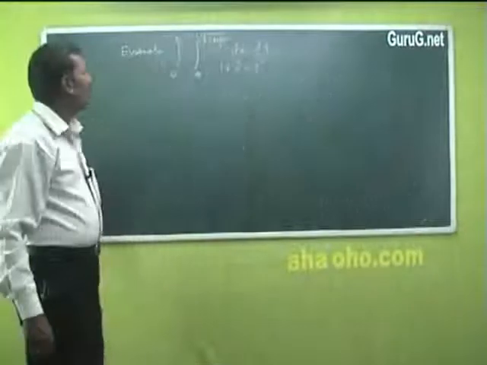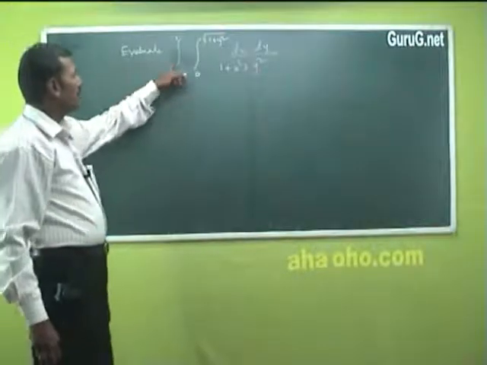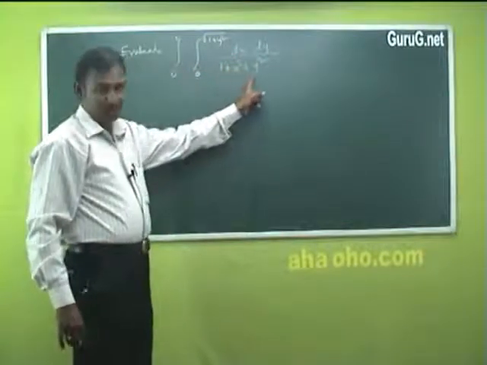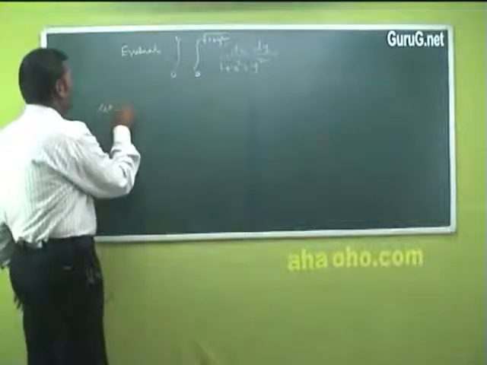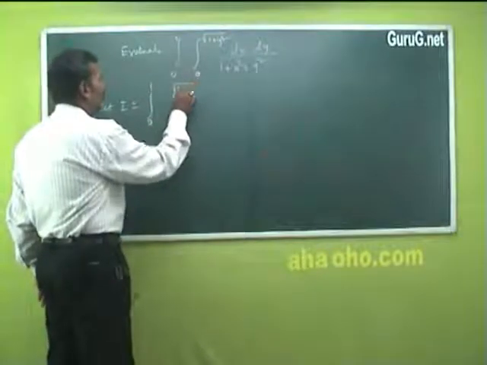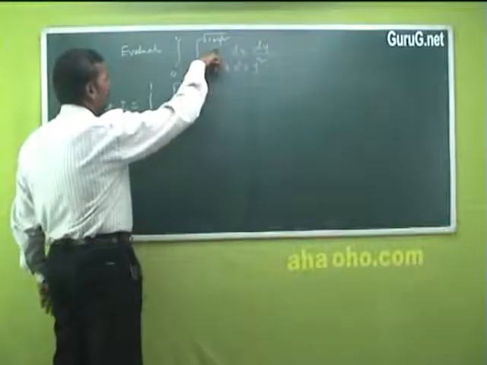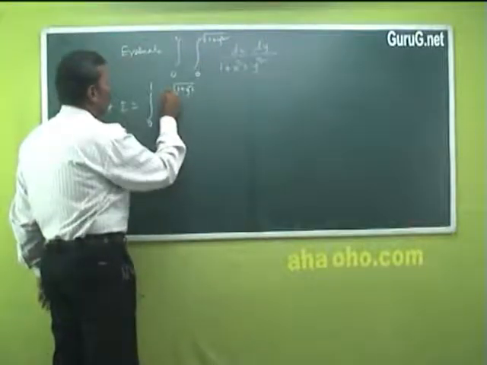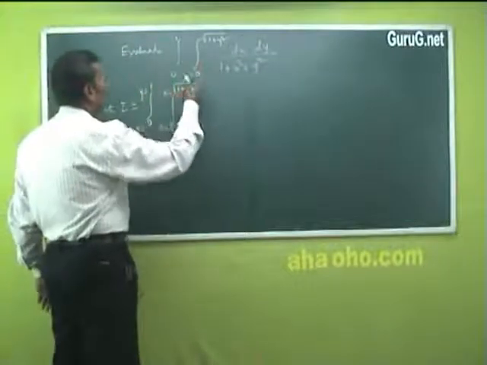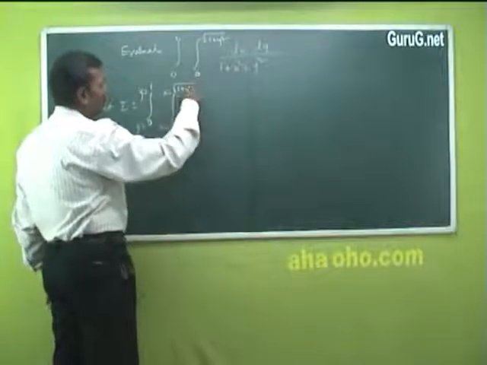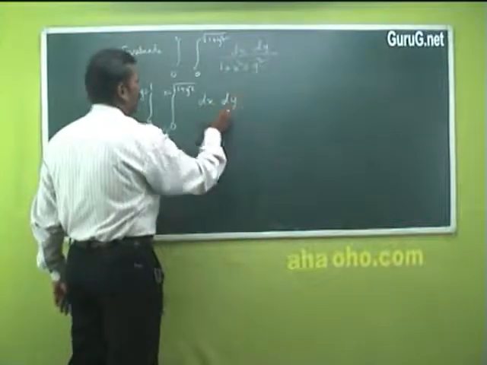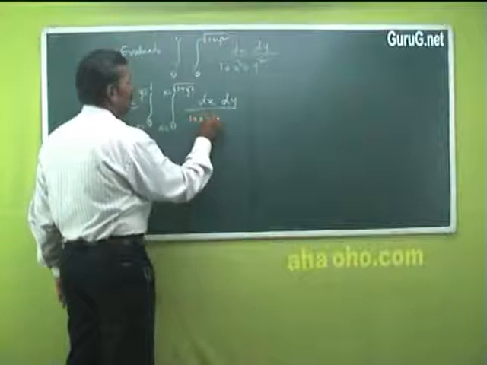Next problem. Evaluate integral 0 to 1, 0 to root of 1 plus y square, dx dy by 1 plus x square plus y square. Let I equal integral 0 to 1, integral 0 to root of 1 plus y square. So the inner limit is variable in y, so obviously this is an x limit, and the remaining one is a y limit. Is it right? Now what will be the order? If the inner limit is x, the order should be dx and then dy. So the given order is the right one: dx dy by 1 plus x squared plus y squared.